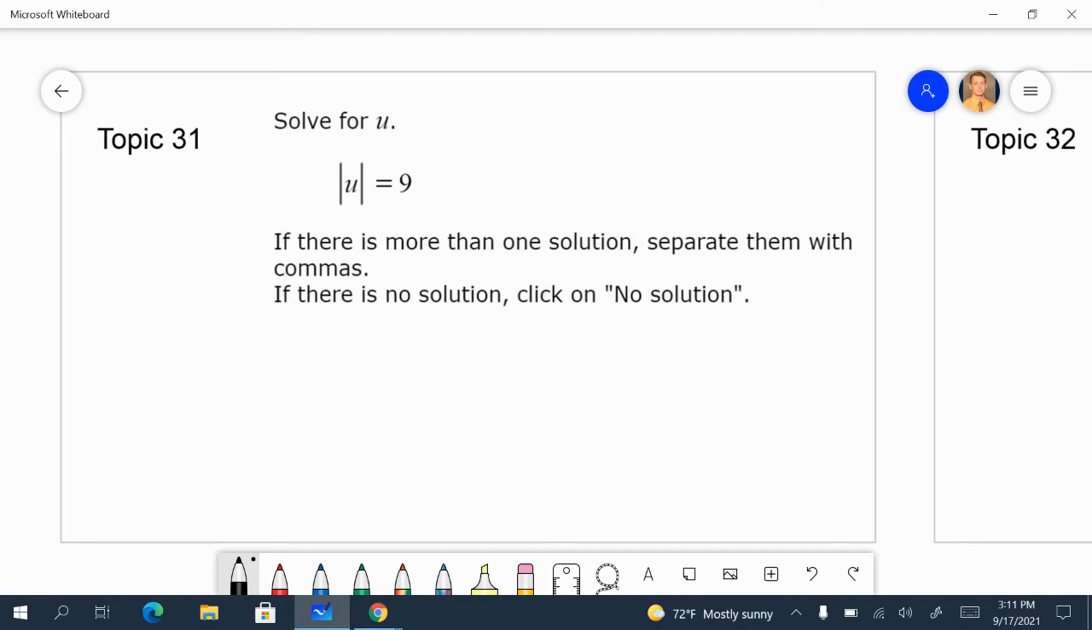All right, I'm back on to do a few more topics here. We're going to start with topic number 31. Now, we're using absolute values here.